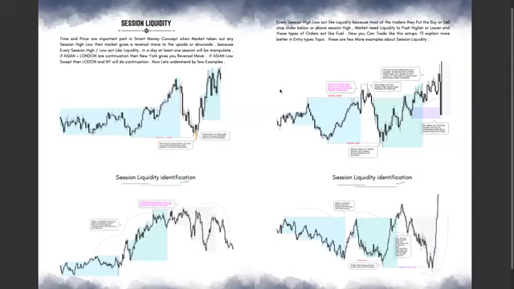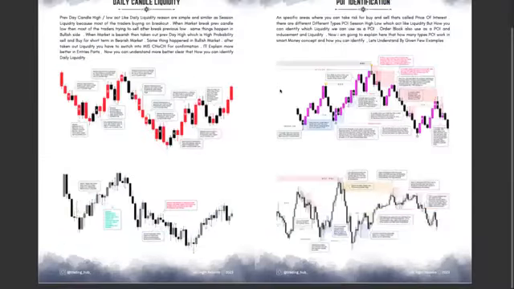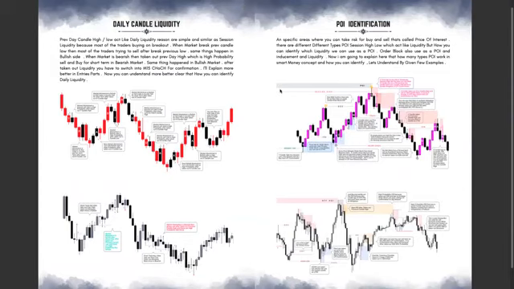Okay, so daily candle liquidity, PDH identification, and this is an interesting thing actually. So if anyone has any question related to this one, you can ask me here. These are all liquidity stuff. The main thing is liquidity identification.